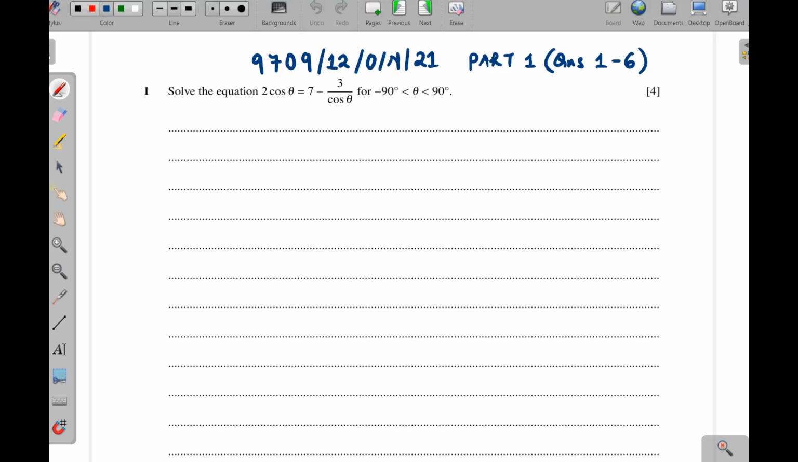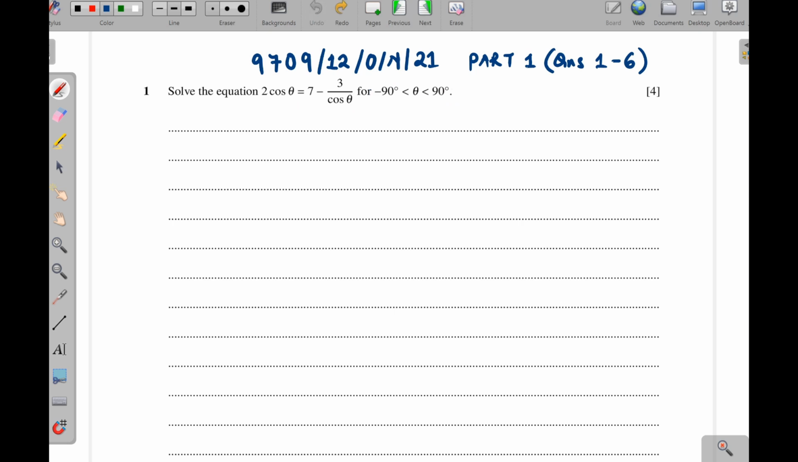This is Teacher Simon taking you through ASPO Mathematics 1 paper 9709/12 for October-November 2021, and this is part 1 for questions 1 to 6. Question 1 is coming from trigonometry. Solve the equation, this one here, for theta ranging from negative 90 to positive 90.